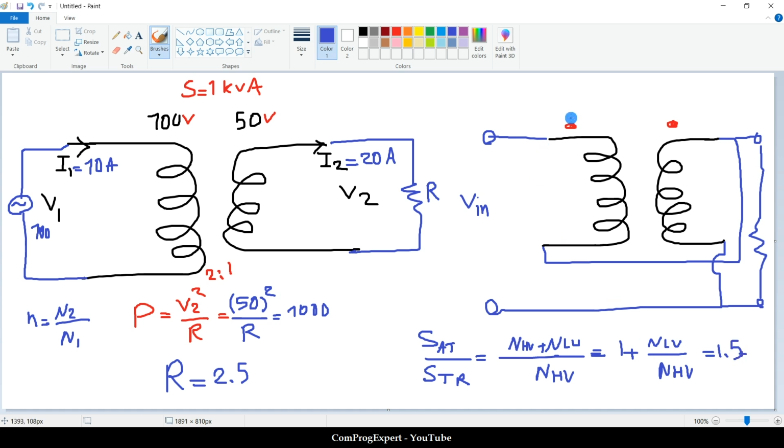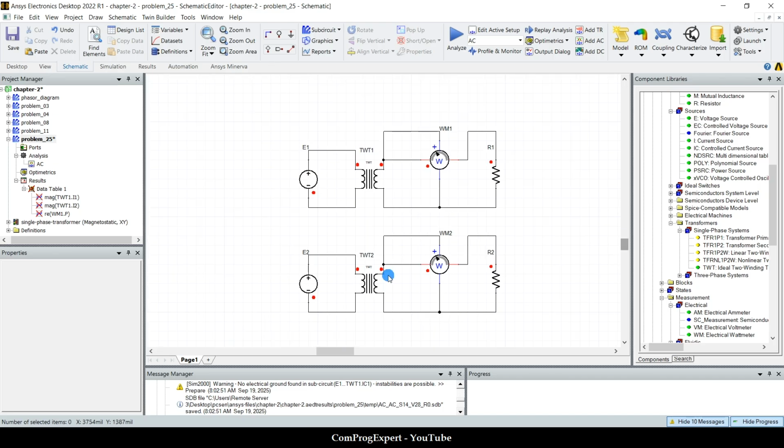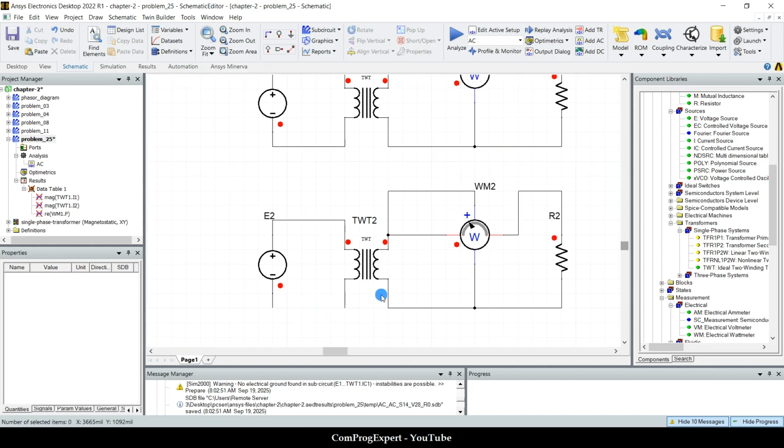So the rated power of the auto transformer that we calculated is 1.5 kilowatt. This means that if we have 10 amps in the primary coil and 20 amps for the secondary coil, we can get this power. We know that the primary coil can tolerate 10 amps. The secondary coil can tolerate 20 amps. Yes. So here, let's perform these connections.